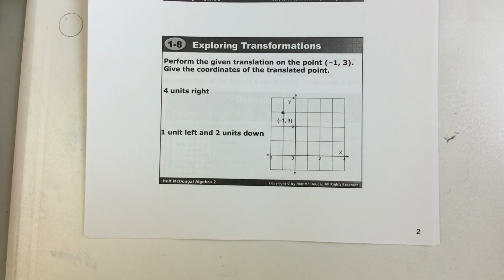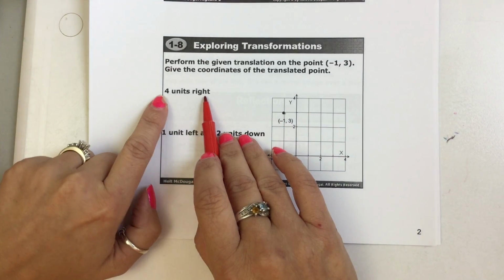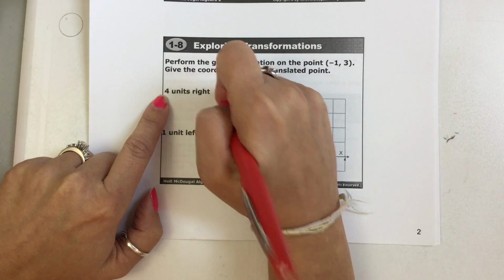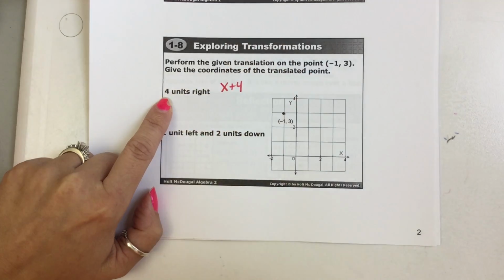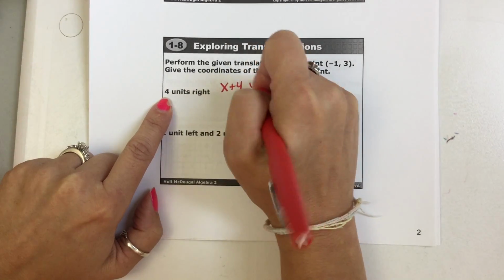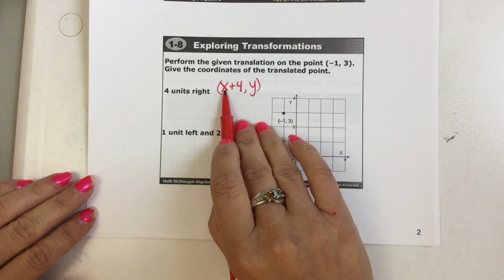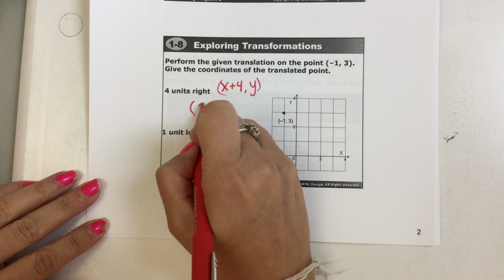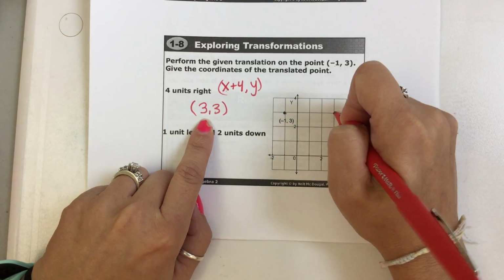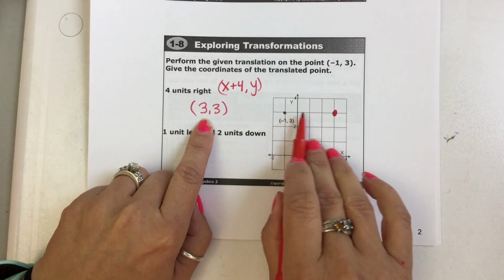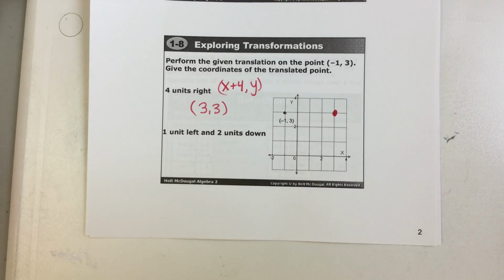Here's another example just to make sure we've got it. We are starting with the point (-1, 3). If I want to go 4 units to the right, left and right, that means I'm changing the x-coordinate. Going to the right, that's the positive direction, so I would add. I'm not changing up or down, so I keep the y the same. My x was -1. -1 plus 4 is 3, so it's (3, 3). So I go to the right 1, 2, 3, up 1, 2, 3. This point is 4 units to the right of our original point, (-1, 3).